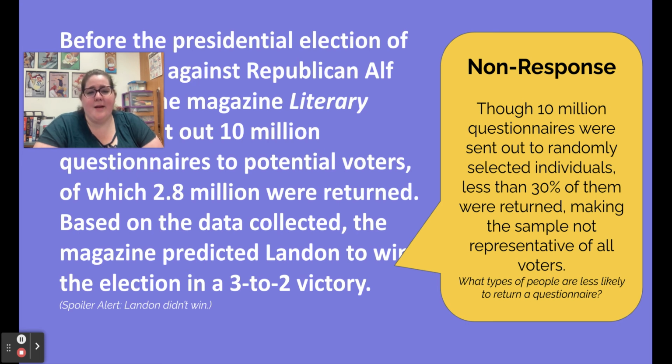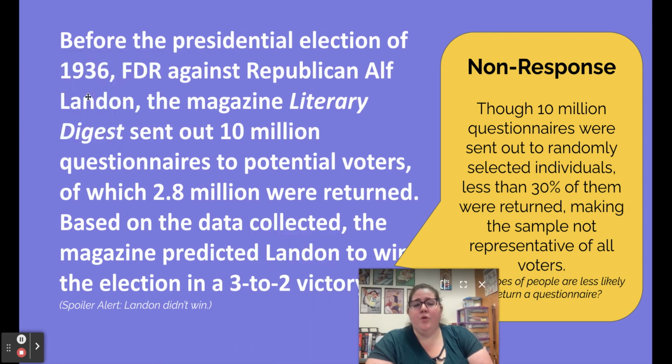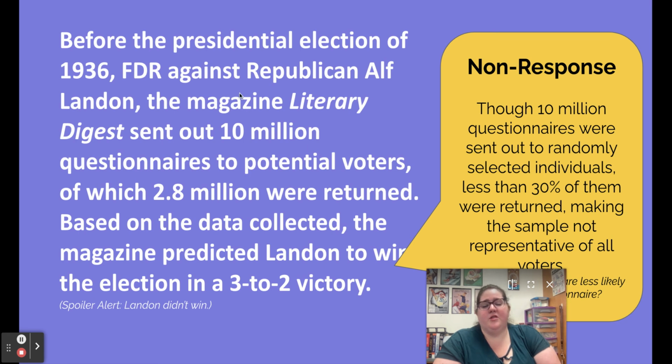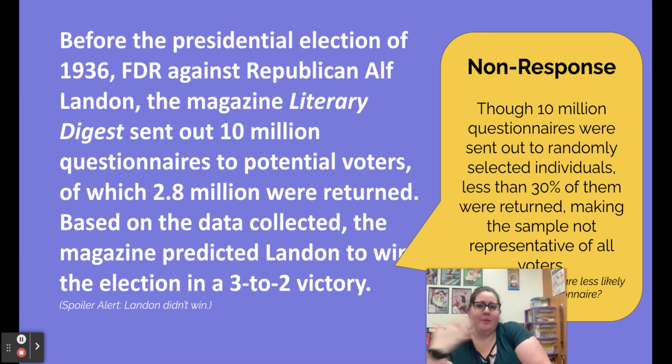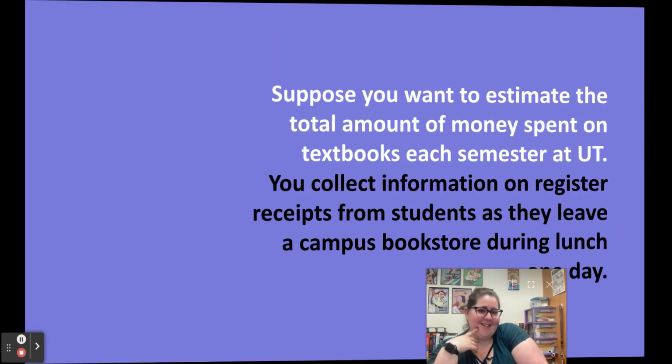And you might think about what types of people are less likely to return a questionnaire or what types of people are more likely. And also we could get into who actually read or subscribed to Literary Digest in those times, which was generally more affluent people who had more money. So that might have led them to predict what they did. Landon didn't win. We know that FDR did win that election.